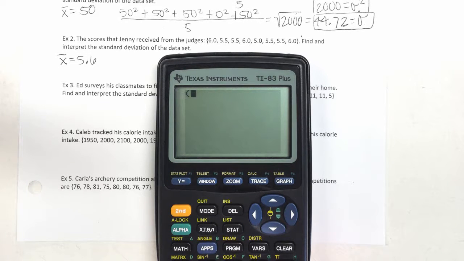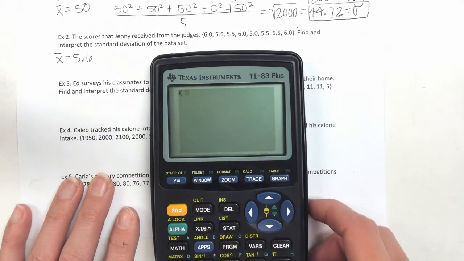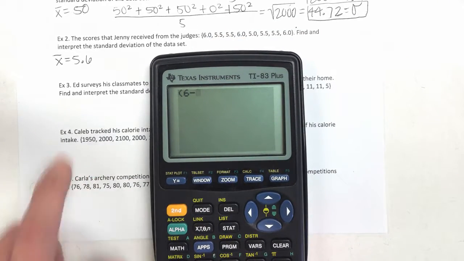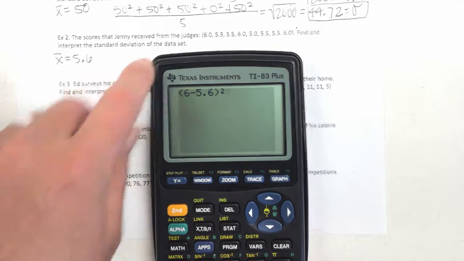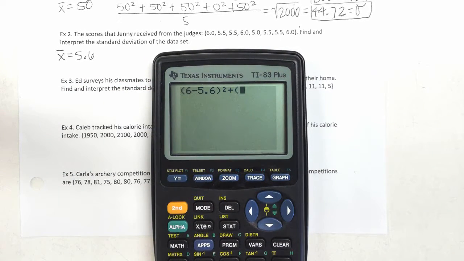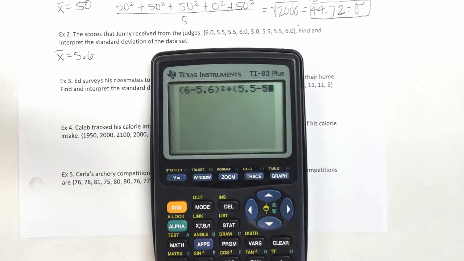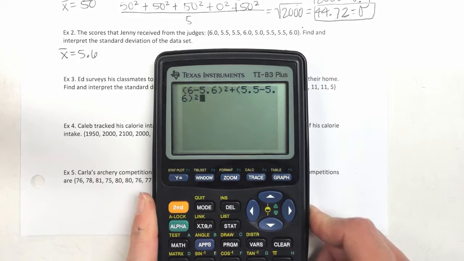So go ahead and type in your parentheses. And then we'll do 6, the first data value, minus our mean, which is what? 5.6. Close your parentheses, and then put a squared on the outside. Anybody have questions about that part? Alright, now do the next one. Plus, what's the next data value? Minus. Good. Close it, square it. Keep going with the rest of them, and I'll keep going as well.